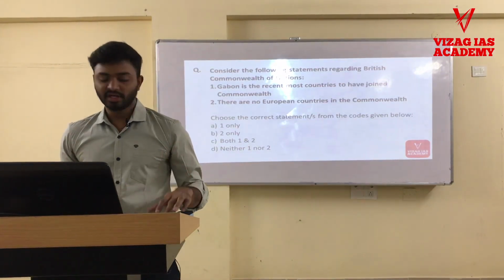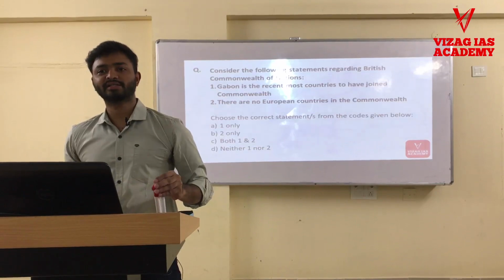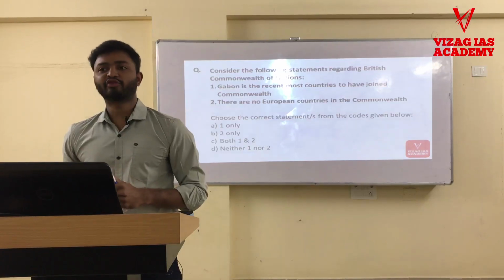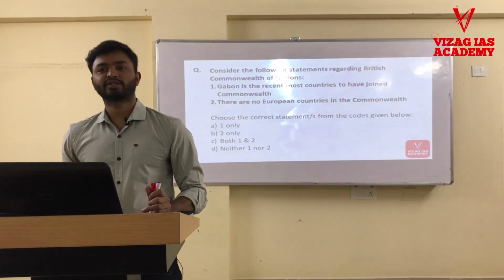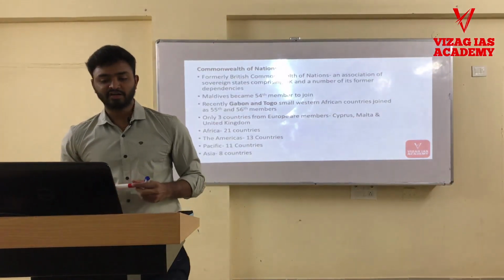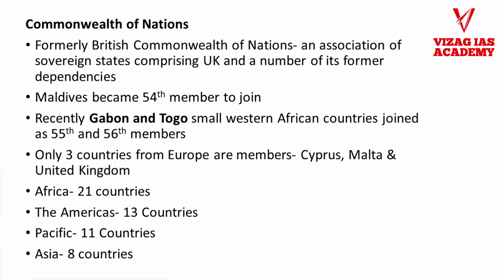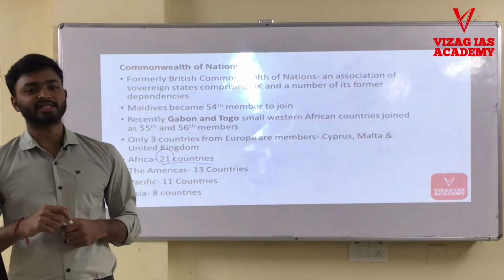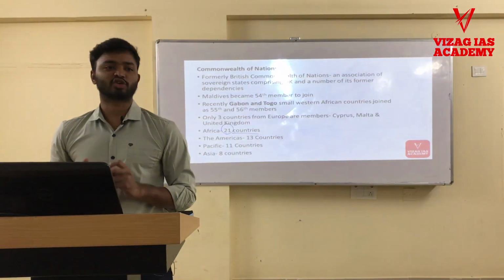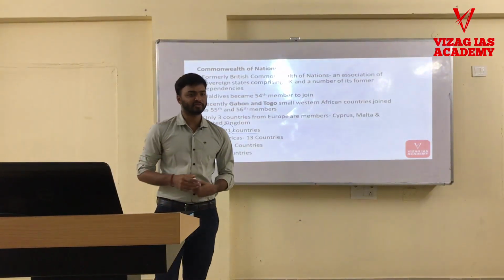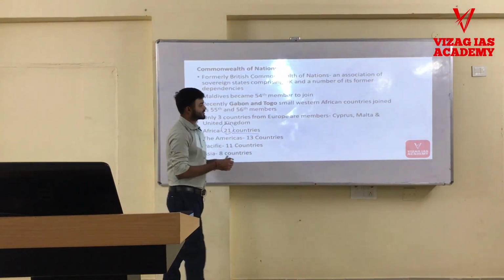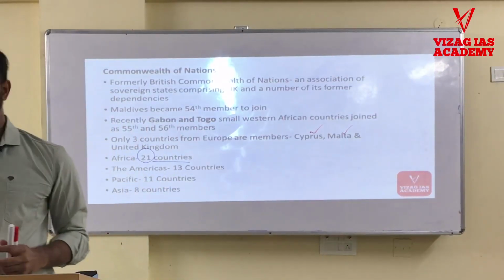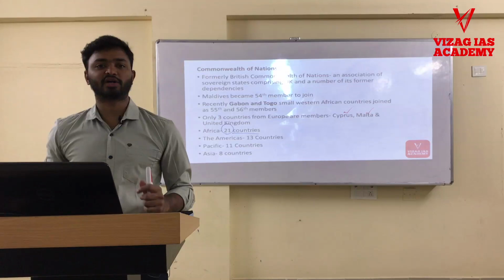It was in the news, Gabon and Togo, these are the 2 African countries which have joined the British Commonwealth of Nations recently. And if we see the membership of the Commonwealth of Nations, the largest representation is from Africa. In Africa there are 21 countries which are part of the British Commonwealth, whereas from Europe there are only 3 countries which are part of it. They are the United Kingdom itself, Cyprus and Malta. So these are the 3 countries from Europe which are part of the Commonwealth.